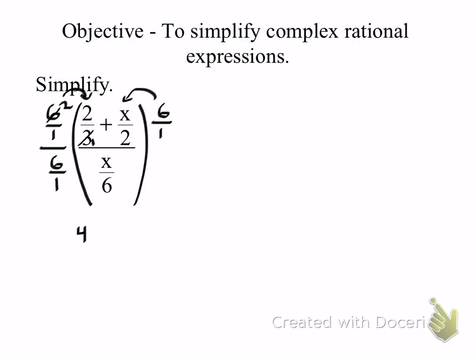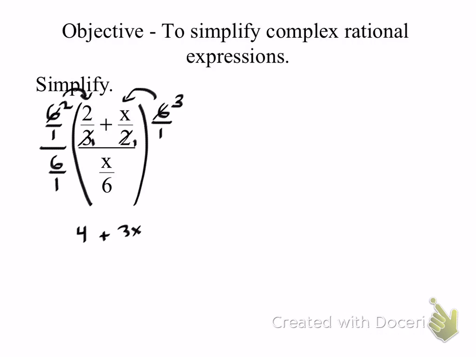I'm going to distribute again. Lily, what can we cross-cancel? The 2 and a 6. And I'm left with a 1 and a 3. 1 and a 3. And my final new numerator there would be? 3x. Plus 3x. That sign in the middle stays there.